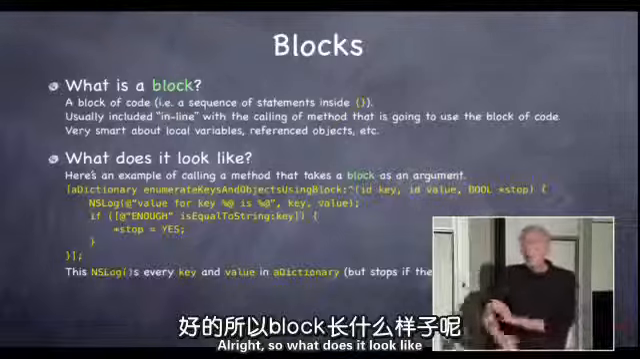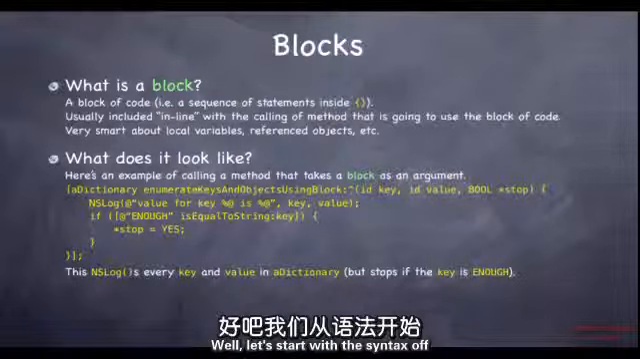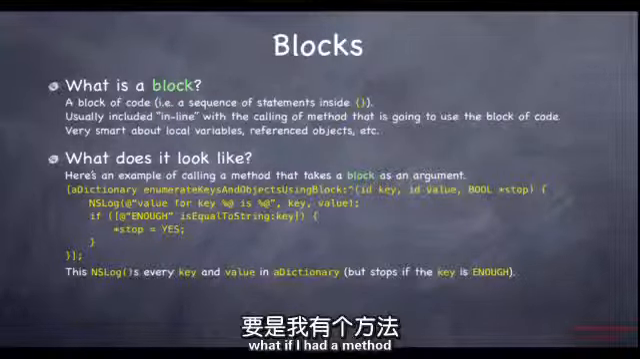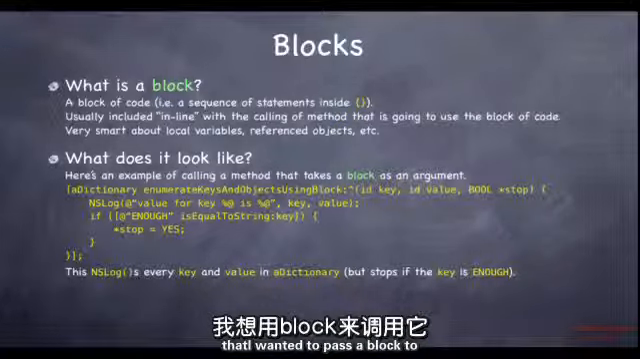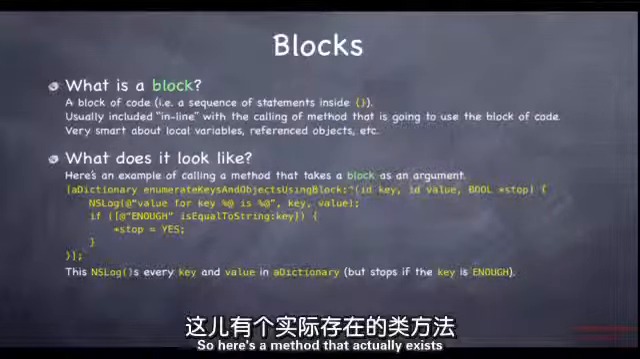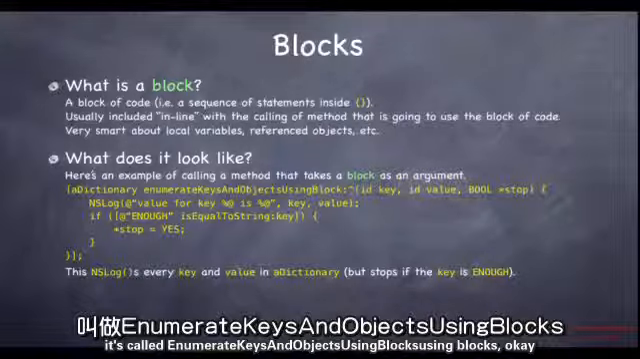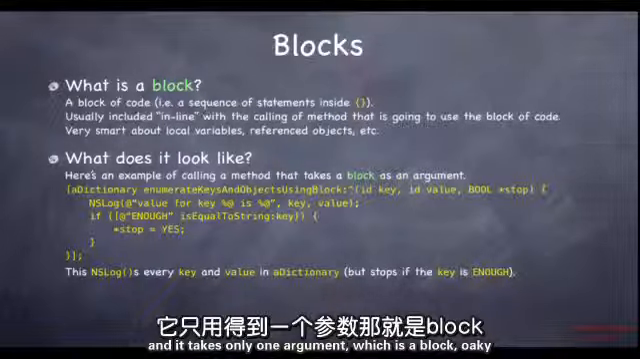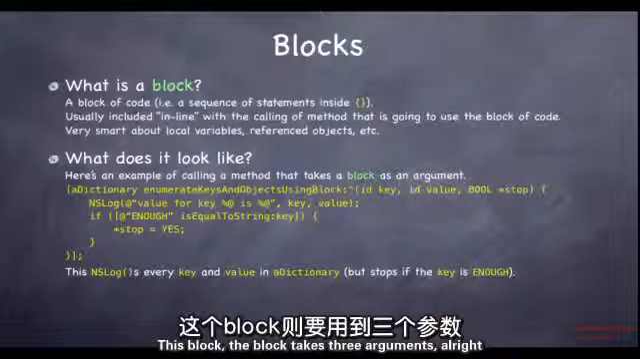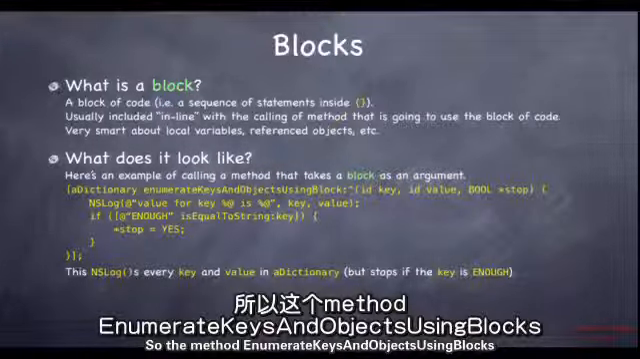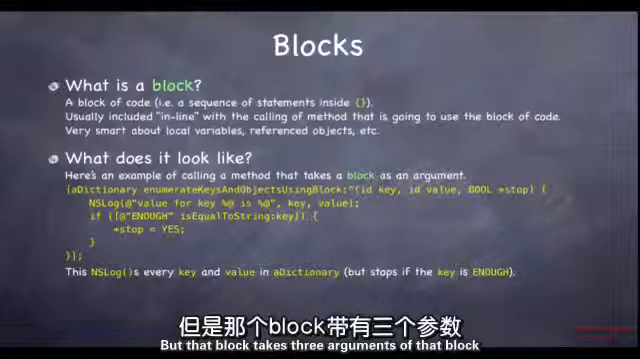All right, so what does this syntax look like? Well, let's start with the syntax of what if I had a method that I wanted to pass a block to? What would that look like? So here's a method that actually exists. It's in NS dictionary. It's called enumerateKeysAndObjectsUsingBlock. Okay? And it takes only one argument, which is a block. This block takes 3 arguments. All right, so the method enumerateKeysAndObjectsUsingBlock takes 1 argument, which is a block, but that block takes 3 arguments.